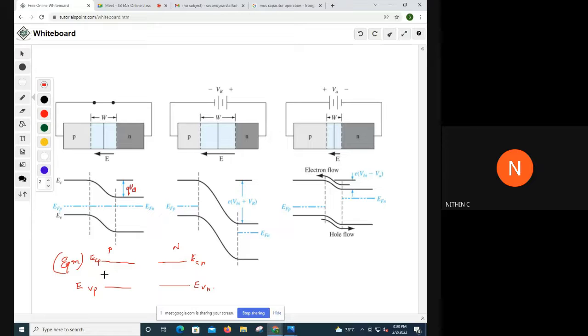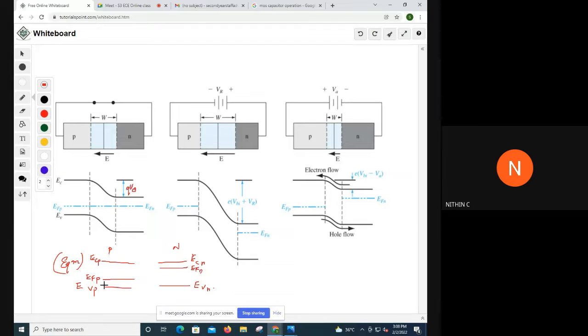You have already studied this, you just listen. The Fermi level position in the case of a P-type semiconductor will be closer to which line, ECP or EVP? Yes, it will be closer to EVP. So you will be drawing your EFP here. And in the case of N-type, it will be closer to EC. So you will be drawing your EFN here.